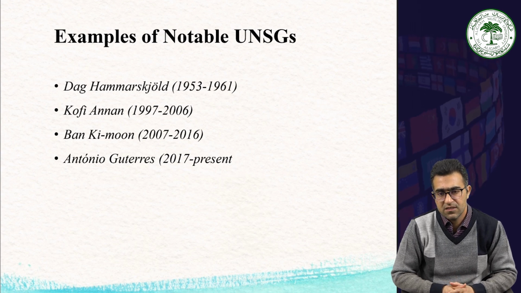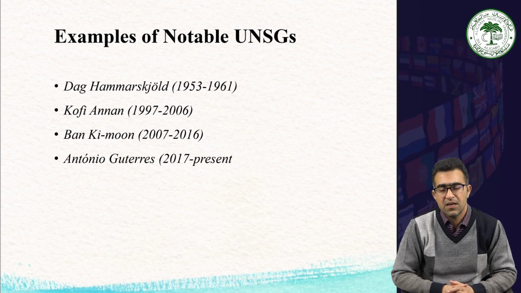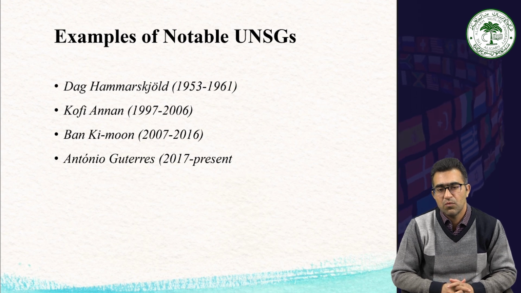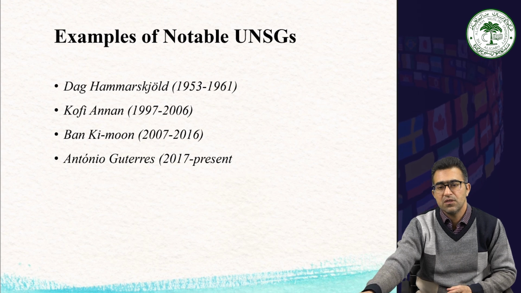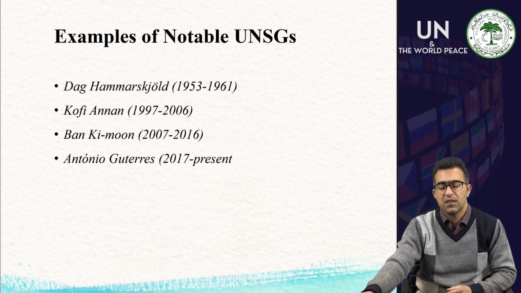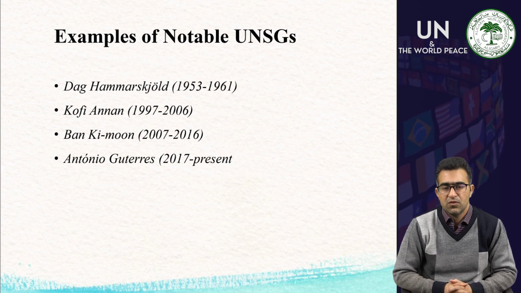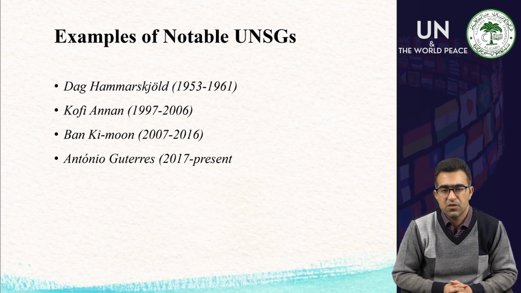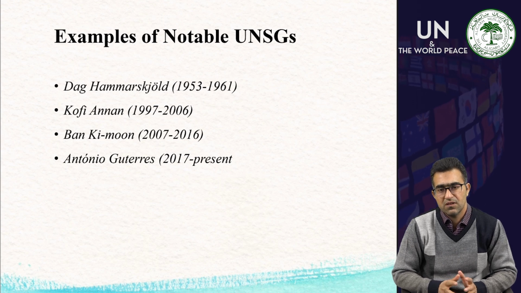Another great Secretary General was Kofi Annan. Annan was a champion of human rights, development, and multilateralism. He played an important role in advocating for the Millennium Development Goals, which aim to reduce poverty and improve health and education worldwide. Kofi Annan was finally awarded the Nobel Peace Prize in 2001 for his efforts to strengthen the UN and promote international cooperation.